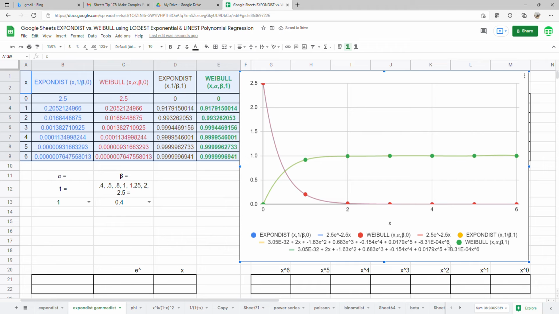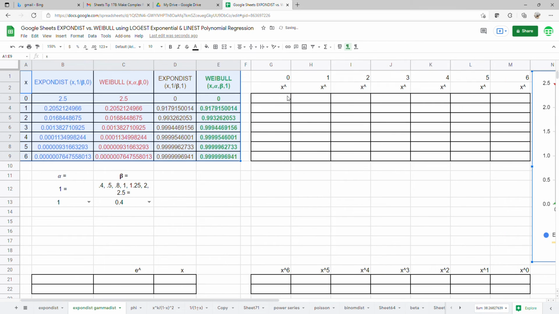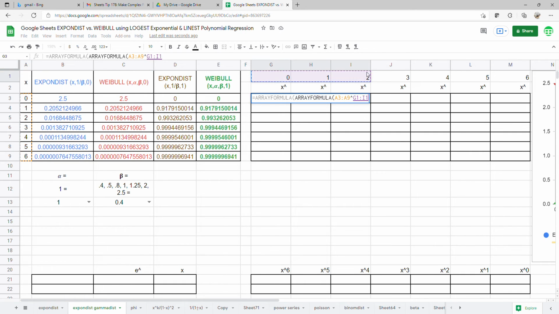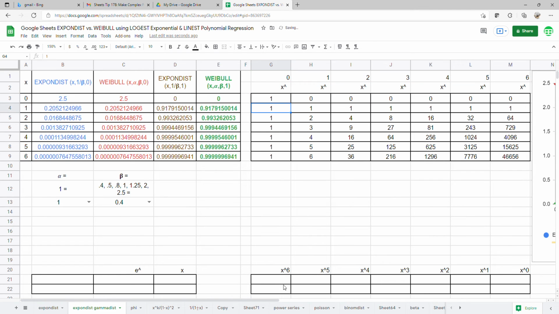We'll calculate this polynomial regression coefficient using LINEST, and the exponential coefficients using LOGEST. We begin with the polynomial regression coefficient. So array formula of the x values raised to the power 0 to 6, and we enter LINEST for the cumulative distribution. So this would be LINEST, data y, and data x.